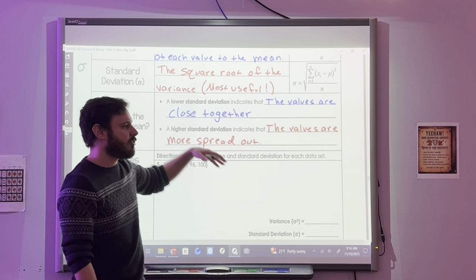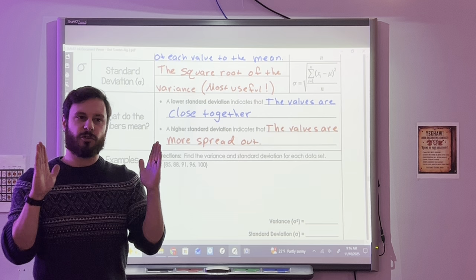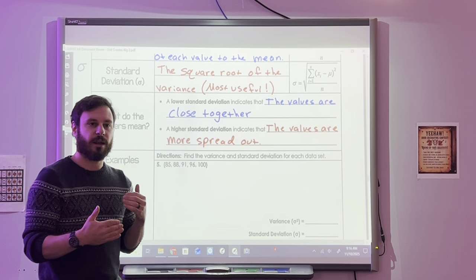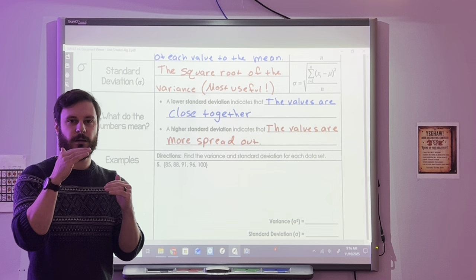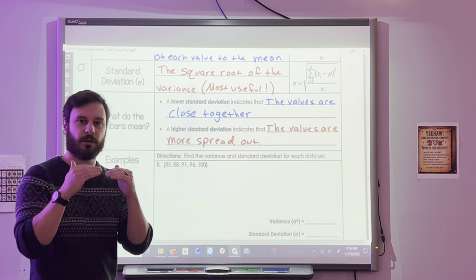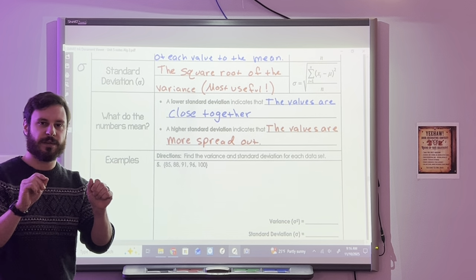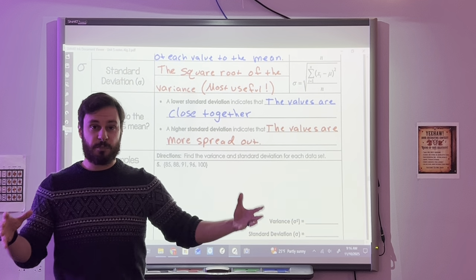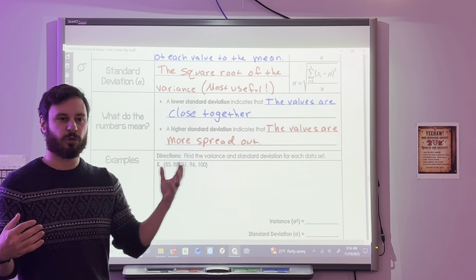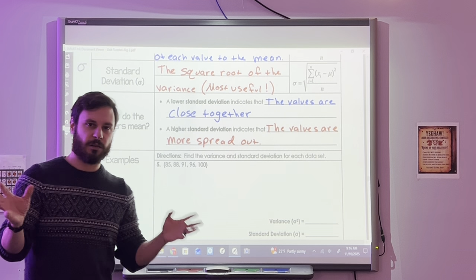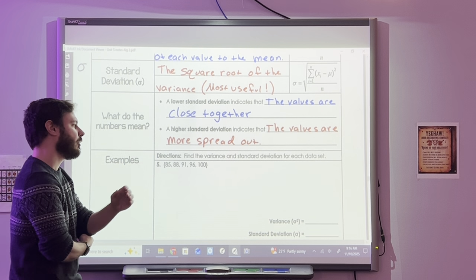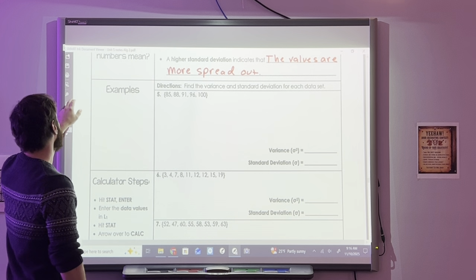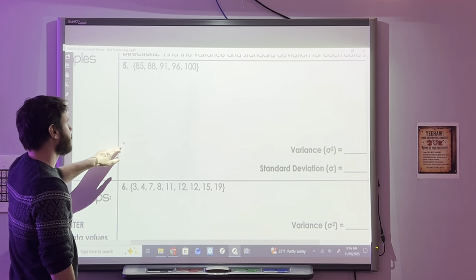If I have a lower standard deviation, that means my values are really, really kind of close together. That means maybe I give a test and everyone scores between an 80 and a 90. Okay, everyone's kind of right in the middle there, but I won't have a big standard deviation. If I have a higher standard deviation, that means my scores are really spread out. Kids could have gotten anywhere from 20 to 100. Okay, that would be a higher standard deviation. So let's find the variance and the standard deviation for these sets.